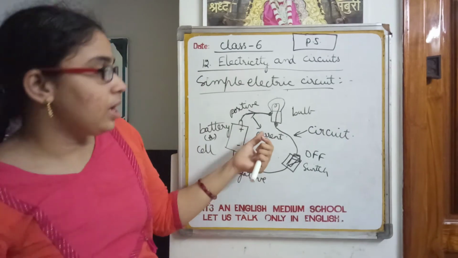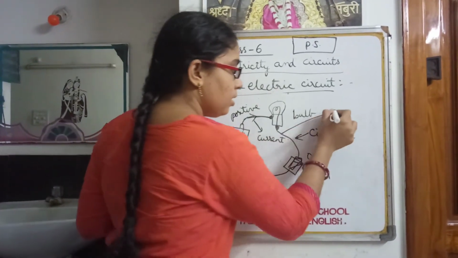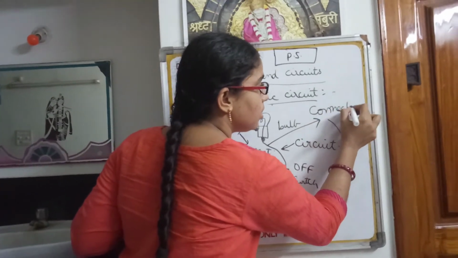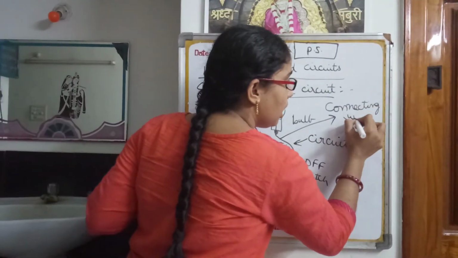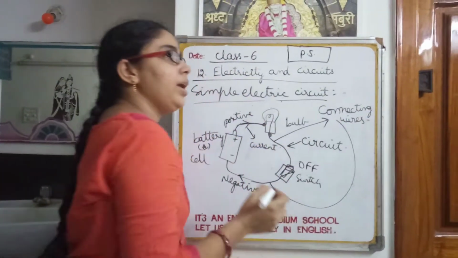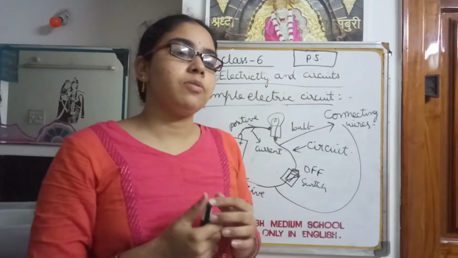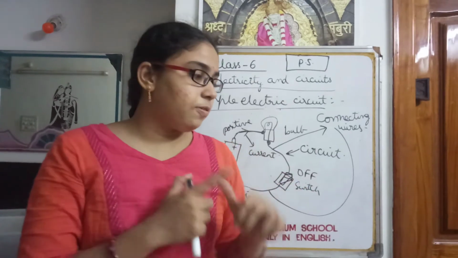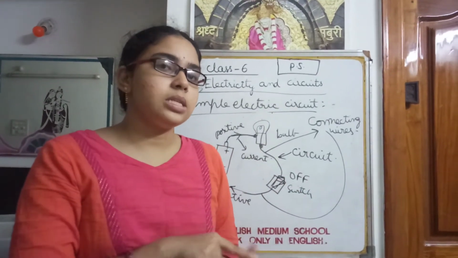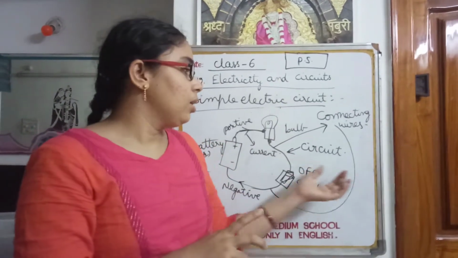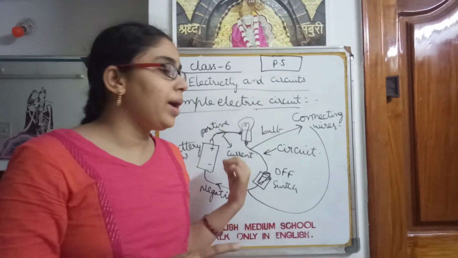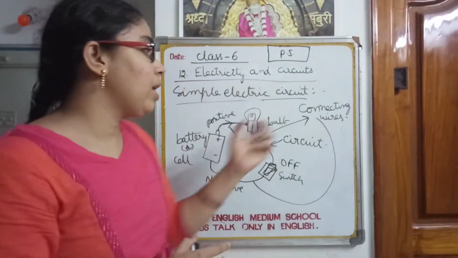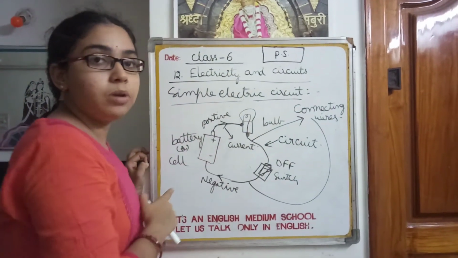And see, here one more thing is there, that is, what are these lines? These lines are connecting wires. Okay, in our house also, every electrical device, you better observe it, lights, fans, refrigerators, AC, or anything, they all provide a circuit by using connecting wires. Unless we have connecting wires we can't make a circuit like this.